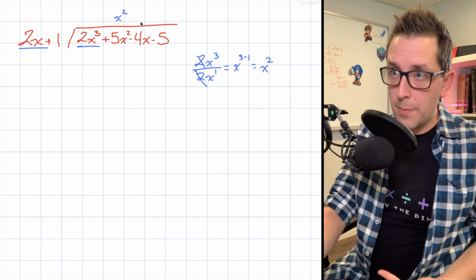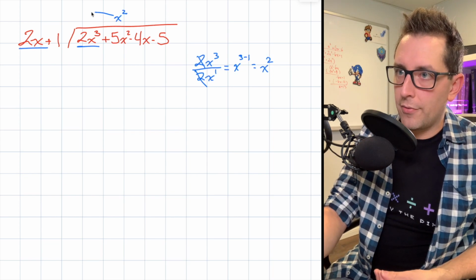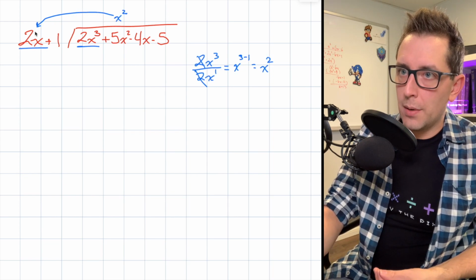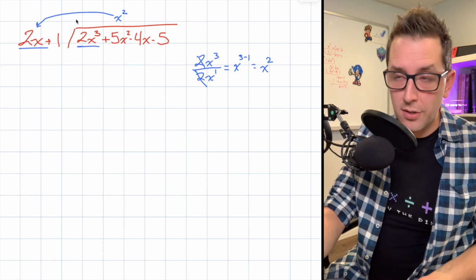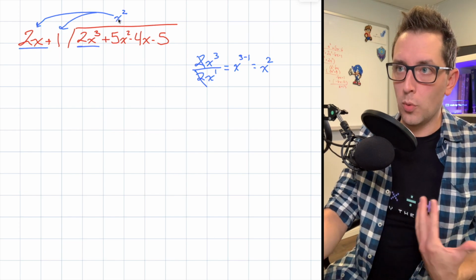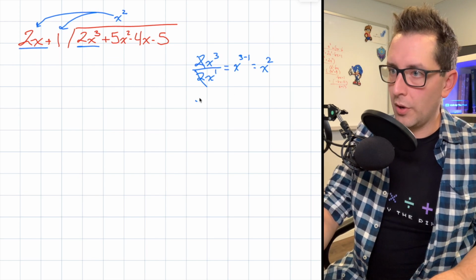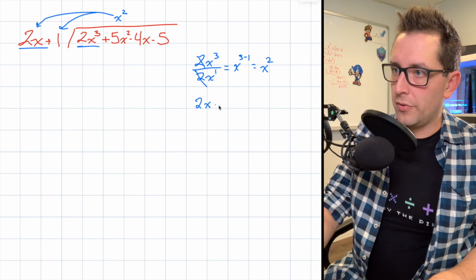So the next step of that process that we just applied in the previous example is we're going to take that first term and multiply it by the first term in our divisor as well as the second term in our divisor. So we're going to say, what's x squared times 2x? Well, let's just write that out. What's 2x times x squared?